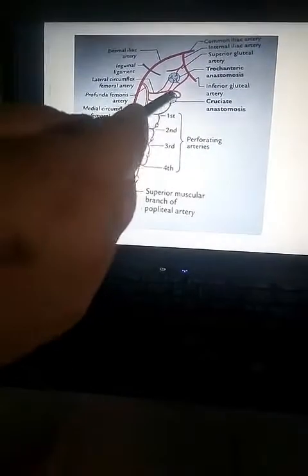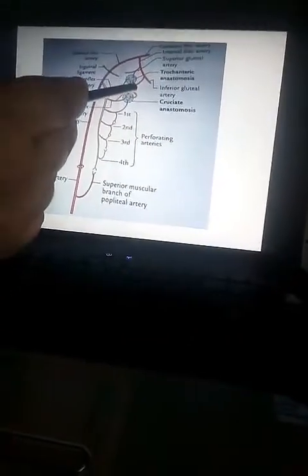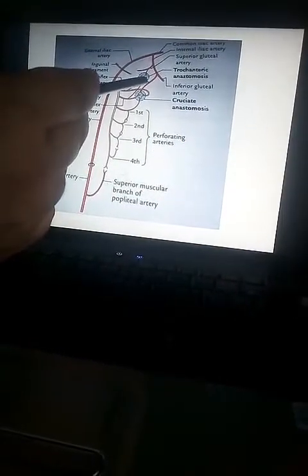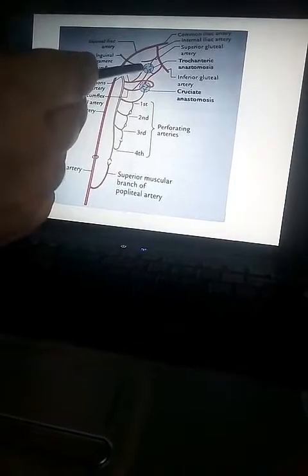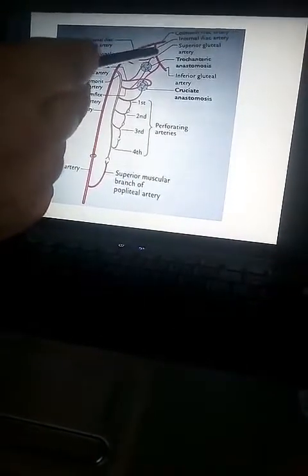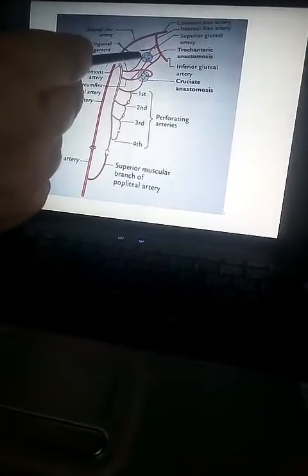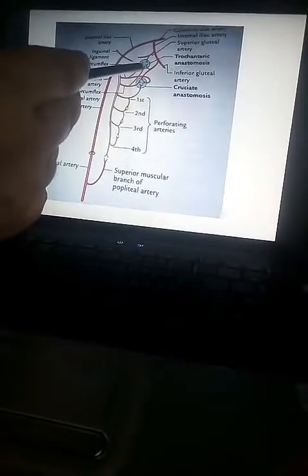Now, trochanteric anastomosis. Trochanteric anastomosis is situated in the trochanteric fossa. It is formed by the ascending branch of the medial circumflex femoral artery, ascending branch of the lateral circumflex femoral artery, descending branch of the inferior gluteal artery, and descending branch of the superior gluteal artery. So that is the trochanteric anastomosis.